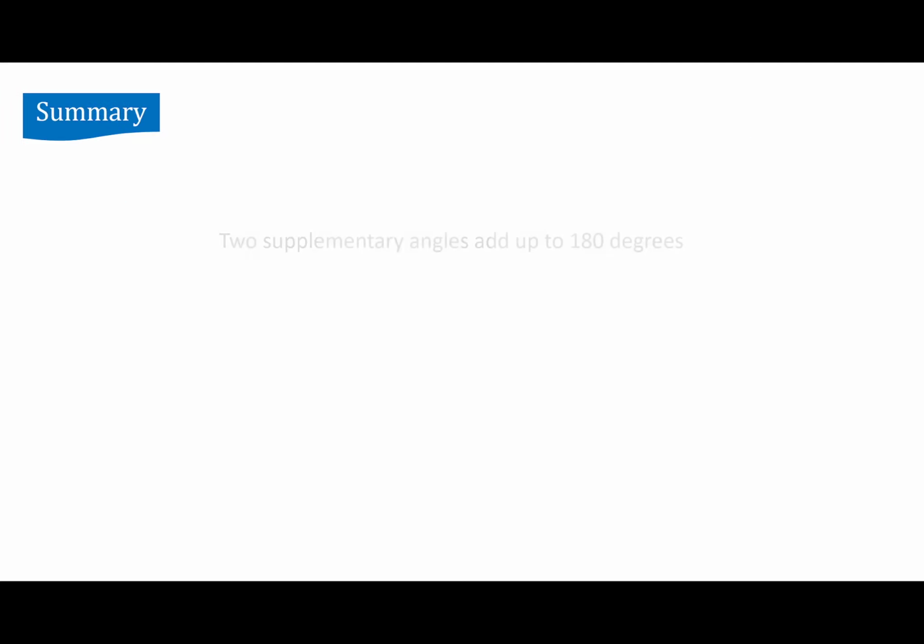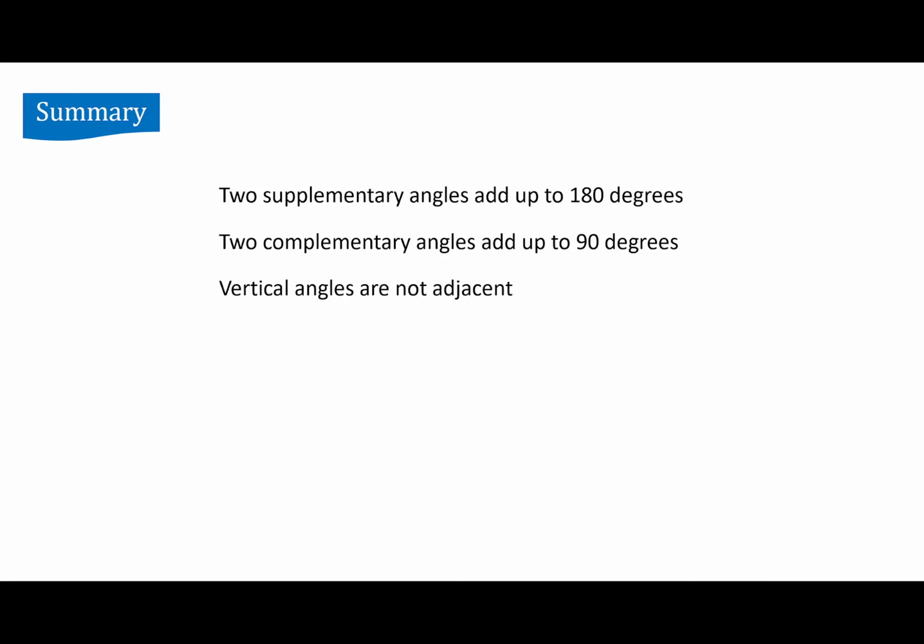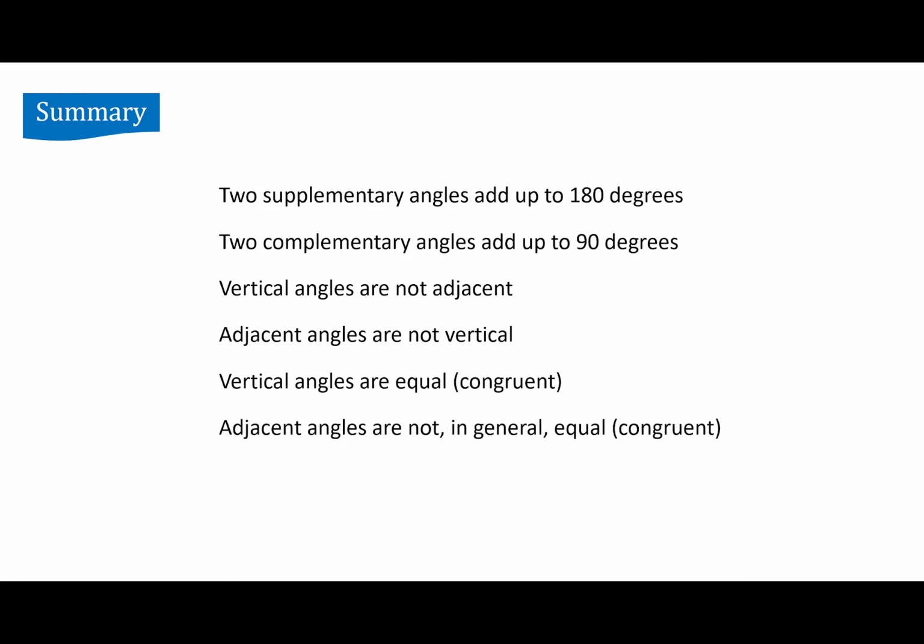Summary. Two supplementary angles add up to 180 degrees. Two complementary angles add up to 90 degrees. Vertical angles are not adjacent. Adjacent angles are not vertical. Vertical angles are equal. Adjacent angles are not in general equal.